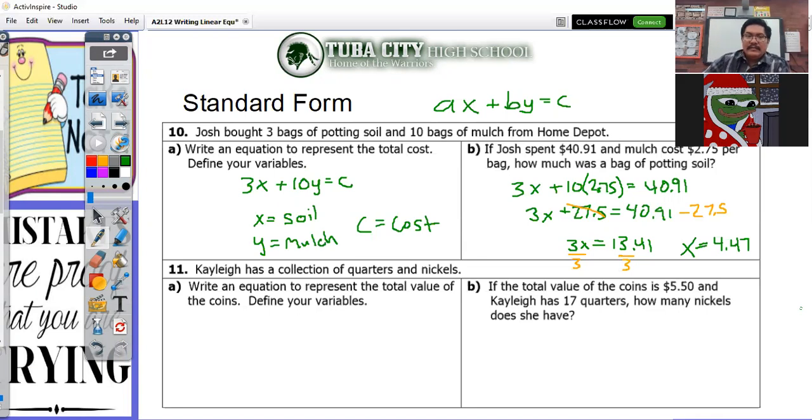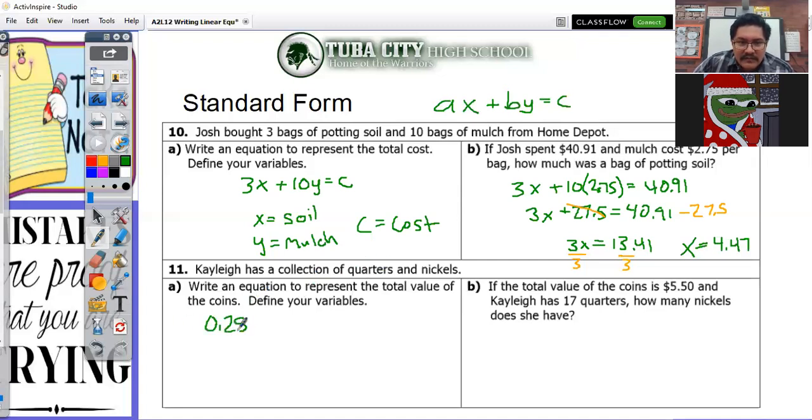All right, next problem. Kaylee has a collection of quarters and nickels. Write an equation to determine the total value of the coins and define your variables. So I'm going to use the same formula, AX plus BY equals C, and I'm going to go in the order that they were mentioned. So the first thing they mentioned was quarters.